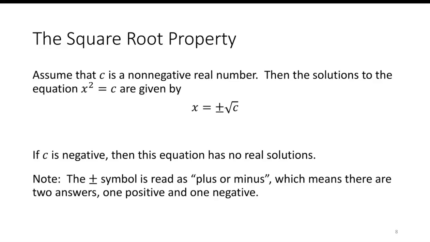All right, so let's assume that c is a non-negative real number. That is, that's a number that's 0 or greater. Then the solutions to the equation x squared equal to c are given as x equals plus or minus the square root of c. If c is negative, then this equation has no real solutions. It has imaginary solutions, which we will not get into, but for our purposes, if c is negative, then it has no real solutions.